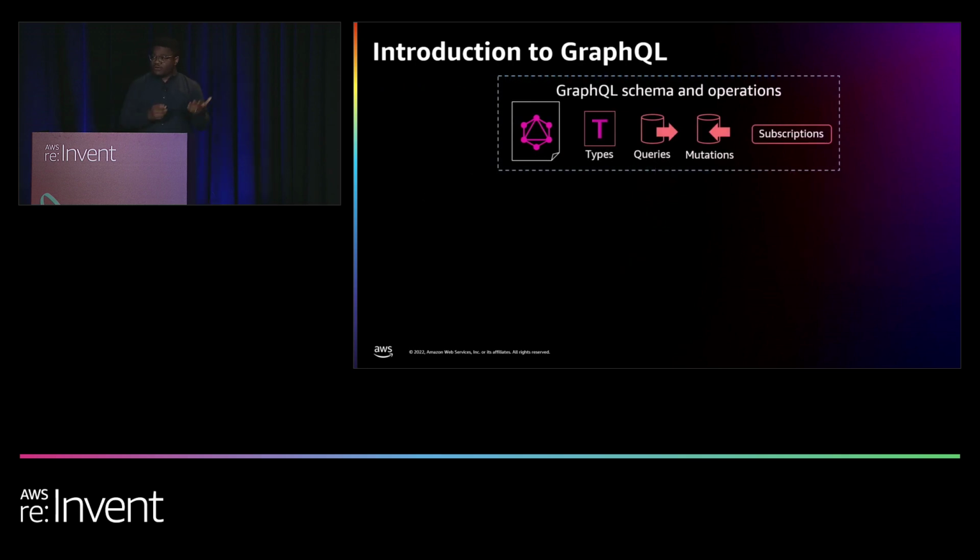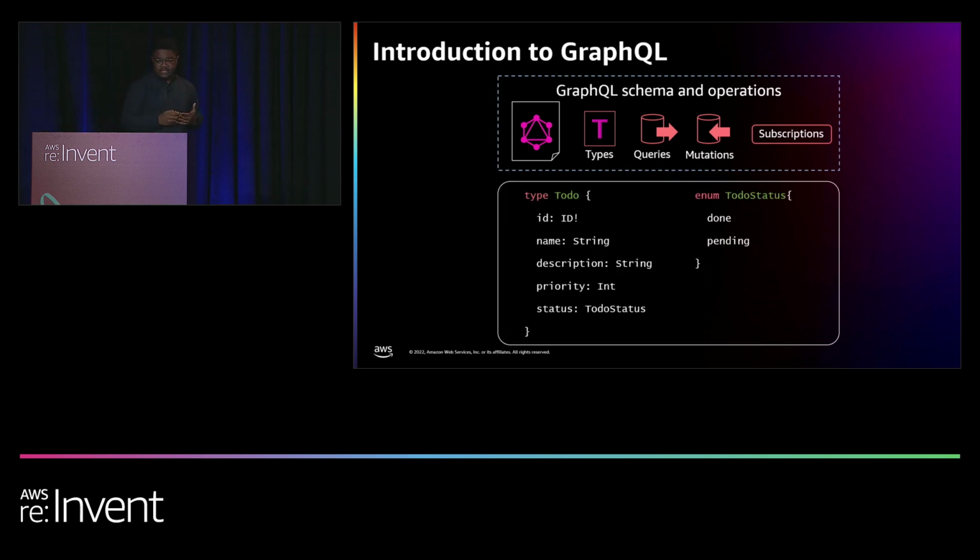GraphQL consists of a GraphQL schema and a set of operations. Let's first focus on the schema. With the schema, you define the types within your schema, and this could be custom types to model your application data or GraphQL types like queries, mutations, and subscriptions. Here you could see we have a type to-do, like we saw before, with some fields like ID, name, and a type for each of those fields. One of the things to also notice there is the status, which is a to-do status, which takes an enum, which can be done or pending in this case. So just to give you a feel that you can have types related to each other as well.